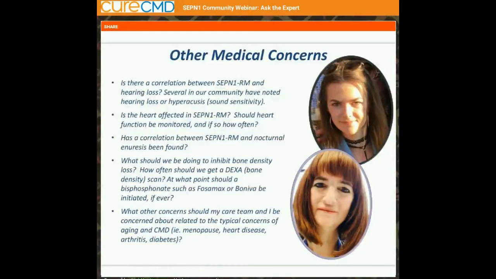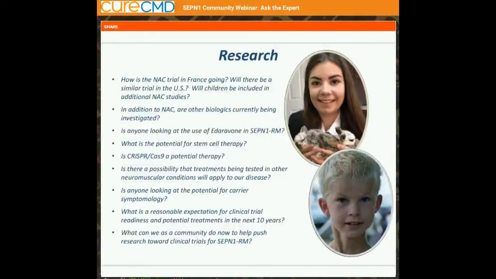And there is typically in SEPN1-related myopathy patients an altered response to glucose overload tests, what we call insulin resistance, but we haven't seen patients becoming diabetic more than in the general population. So insulin resistance tends to persist during life, but none of our patients has developed diabetes requiring insulin or specific treatments. So I would say that the main concern with aging is the overlap of muscle aging and the disease itself, and the impact this can have on muscle function. Research. How is the NAC trial in France going?